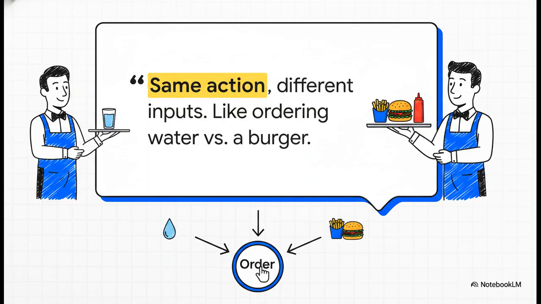A great way to think about this is like ordering at a restaurant. The action you're taking is always order. But if you say order water, the waiter brings you a glass of water. If you say order burger and fries, they bring you a whole meal, right? It's the exact same method name, but the outcome changes completely based on the inputs you gave. That is method overloading in a nutshell.